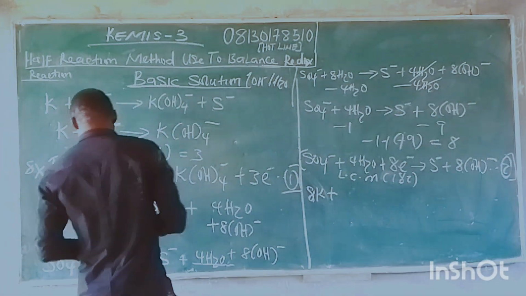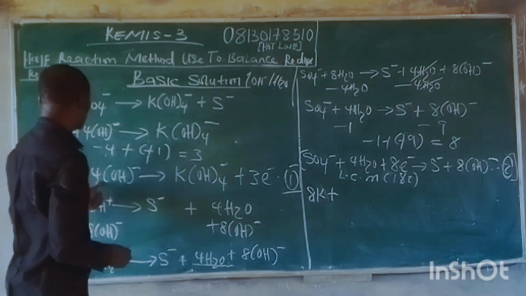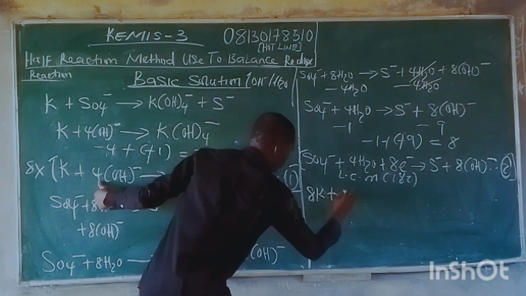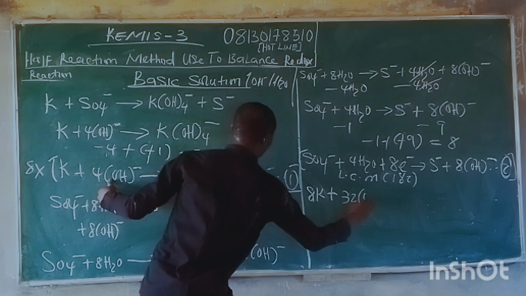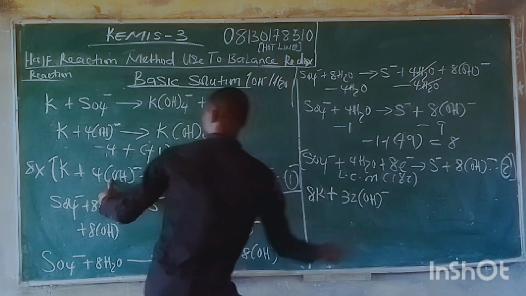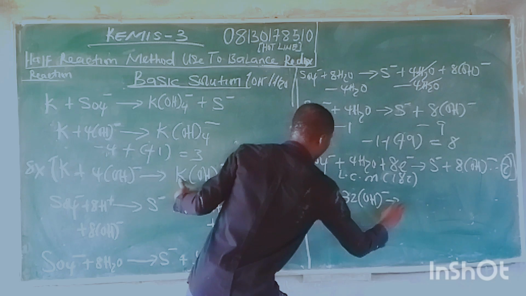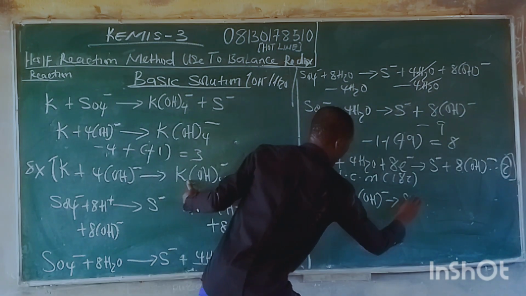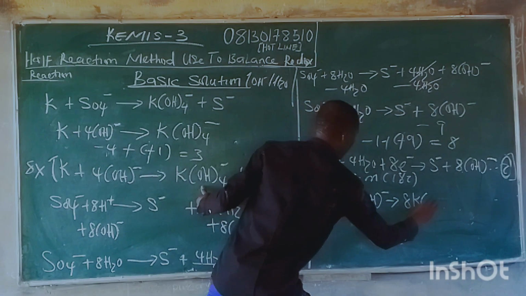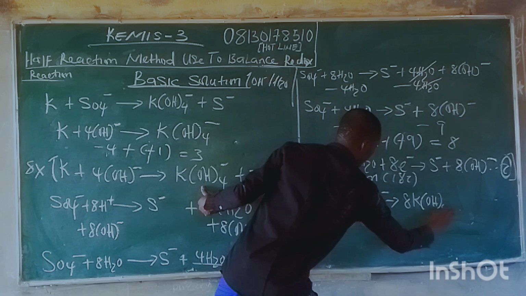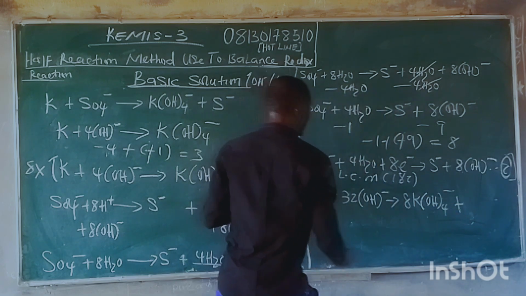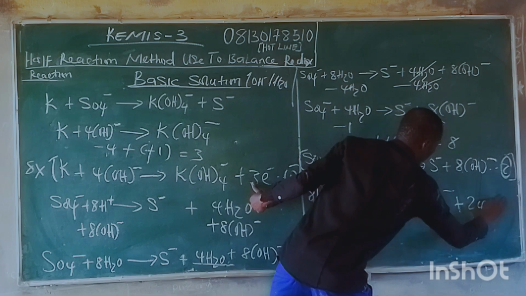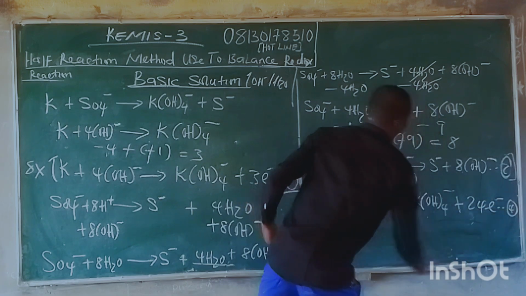X times by 4 should be 32 hydroxyl. Okay, X times by this 8 potassium hydroxyl, minus charge. X times by 3, this is exactly what I want, 24 electron. Let's call this equation 4.